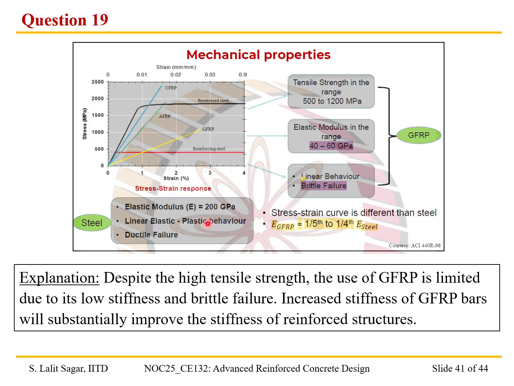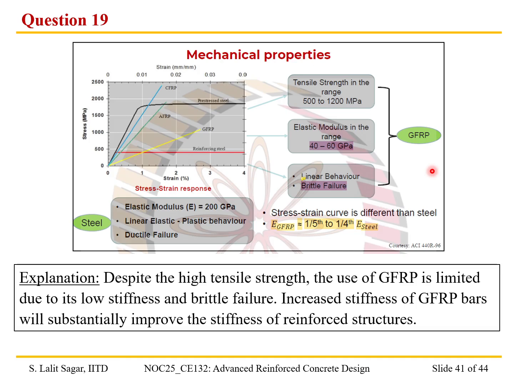Okay, and just to give a representative value, the modulus of elasticity of GFRP bars is about 20 to 25% of the modulus of elasticity of the steel rebars. Okay, which, as you can see, varies between a value of 40 to 60 GPa.